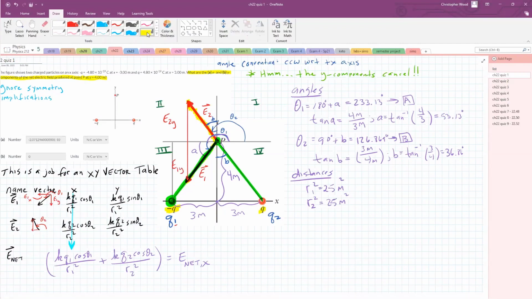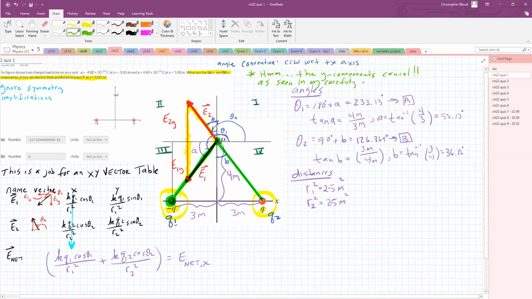So you can see that this E2y component is opposite and equal to E1y because the source charges have equal magnitude. The magnitude of this source charge is Q. The magnitude of this source charge is Q. So that's the symmetry. You would make this comment: the y components cancel out. And why are you saying that? You are saying that as seen in my carefully drawn vector diagram. This is why step 1 is so important on exams. Everything is keyed off of a vector diagram. E1y, E2y cancel, they're opposite and equal as seen in my carefully drawn vector diagram.